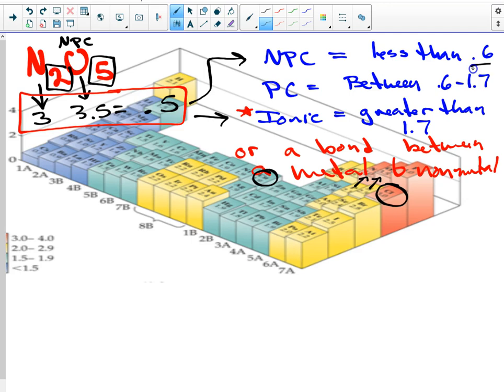Okay? But then we get here, and now the difference is pretty big, but not huge. So now they have to share, but it's not equal. And then ionic, the difference is so large that the metal loses and the non-metal takes.